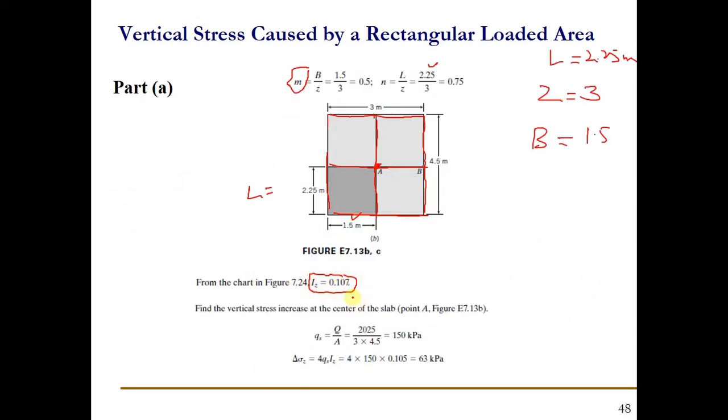From the book you can see that the value of influence factor is 0.107, and there is a typo here that its value is written 0.105. So in order to find out the pressure Q, you can simply divide that load, which is 2025, by the area, and area is length into width for that rectangle, and this is the 3 meter into 4.5 meter, and that would be equal to 150 kilopascal.